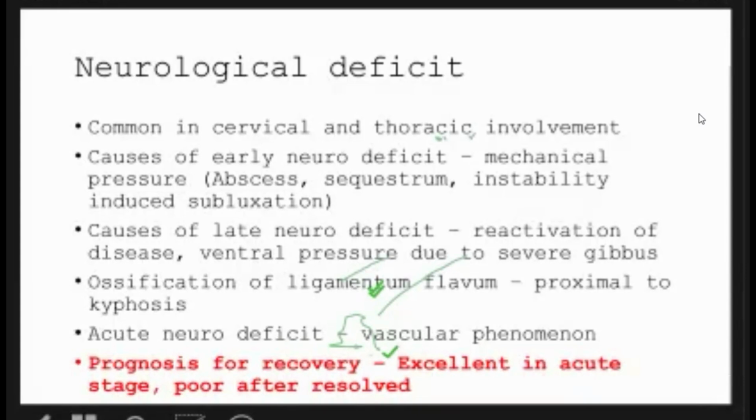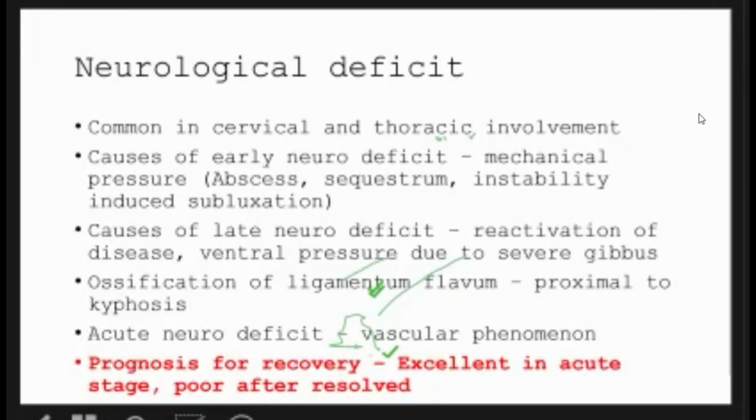Well, neurological deficiency is quite obvious when the lesion is at the cord level, whether in the cervical spine or thoracic spine, less so with the lumbar spine. So causes for acute neurodeficit are mostly due to mechanical pressure, significant breakdown and disintegration of the bone, causing instability. All these can cause pressure on the cord and cause neurological deficiency.